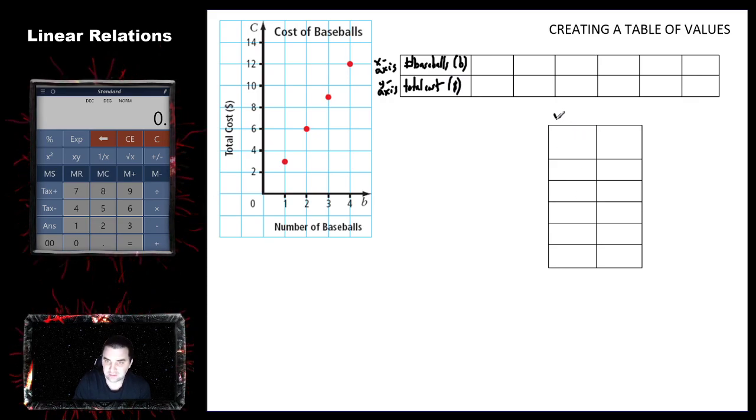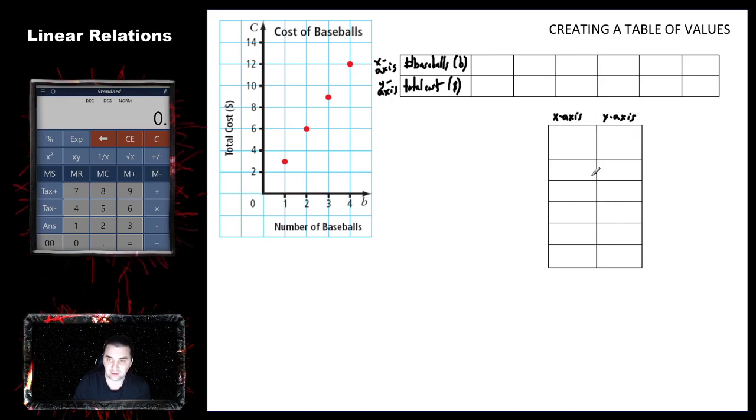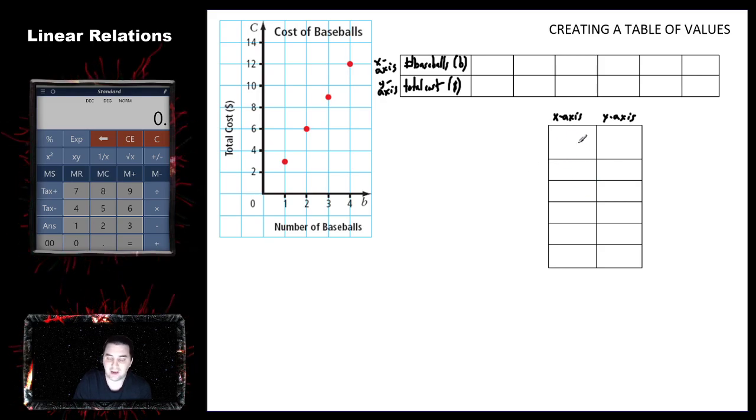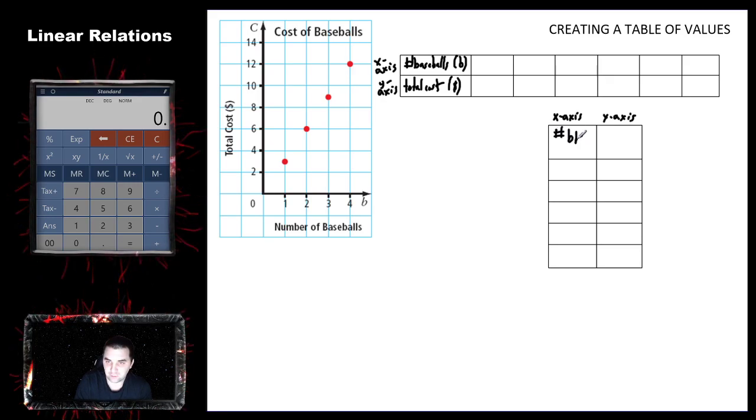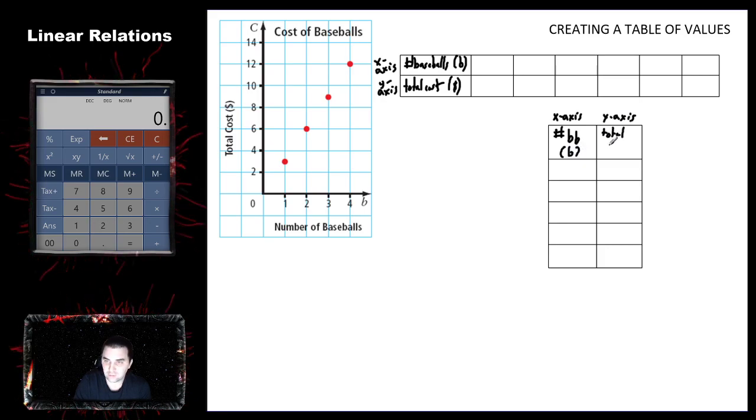Remember, the x-axis is the leftmost one here, and the y-axis is the rightmost one on that setup. I prefer these top-down ones because they're just space savers when you're doing graphs, but either one works. So this is number of baseballs, I'm just going to write BB as a shorthand because I don't want to take too much time here, and total cost. Total cost in dollars. Okay.